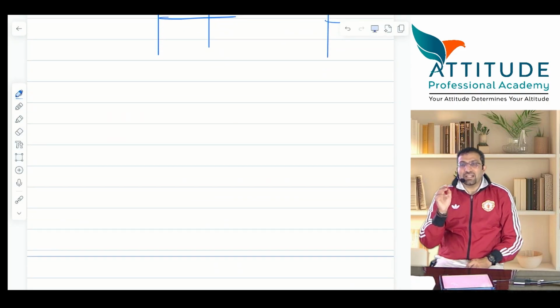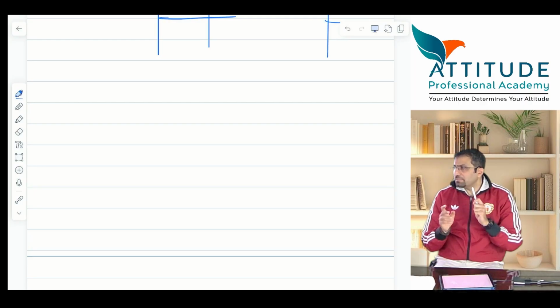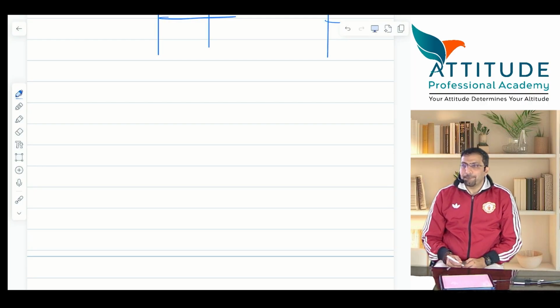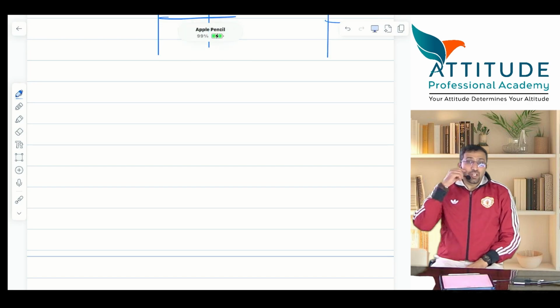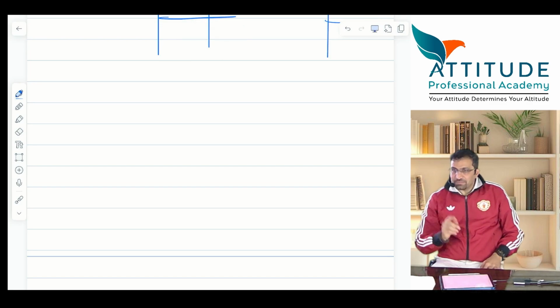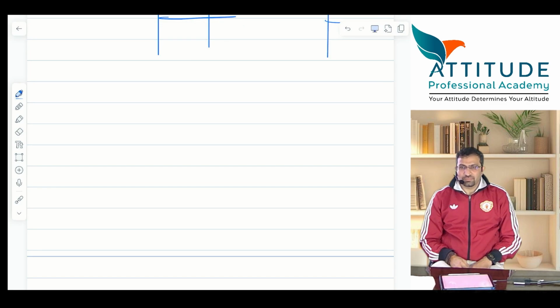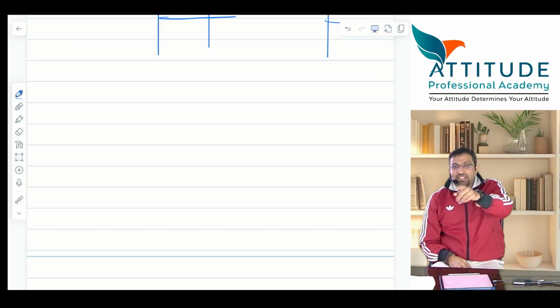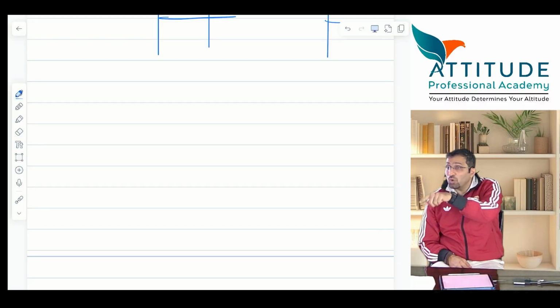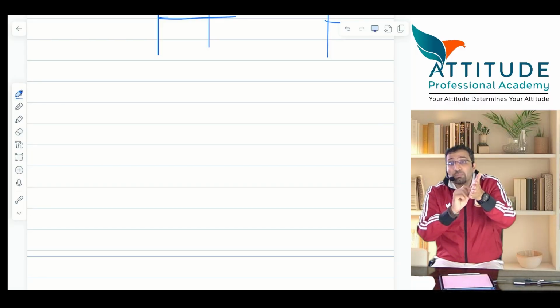This is how P&L appropriation account is prepared, and your capital account. Any difficulty? Okay. Now I'll ask you questions, please answer. Should salary to the partner be given? When should salary to the partner be given? Only if there are profits. And more importantly, not only profit, it should be mentioned in partnership deed.